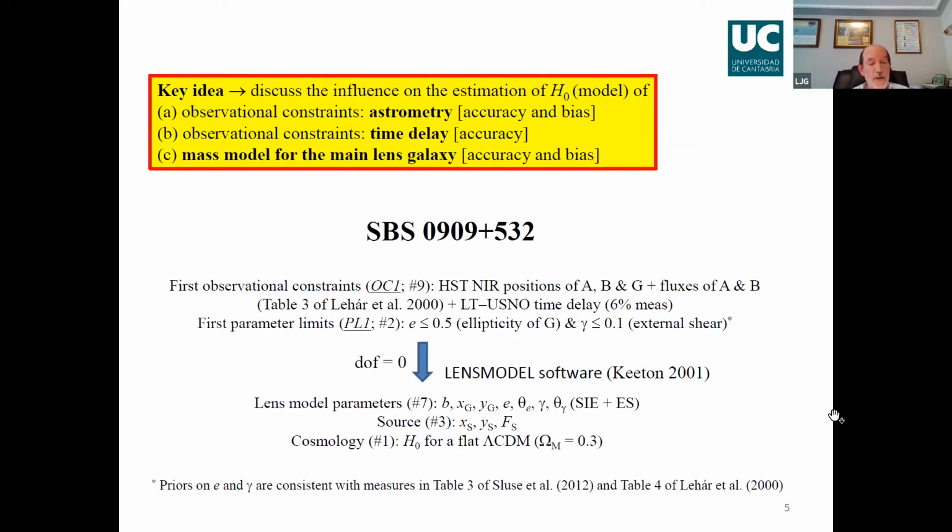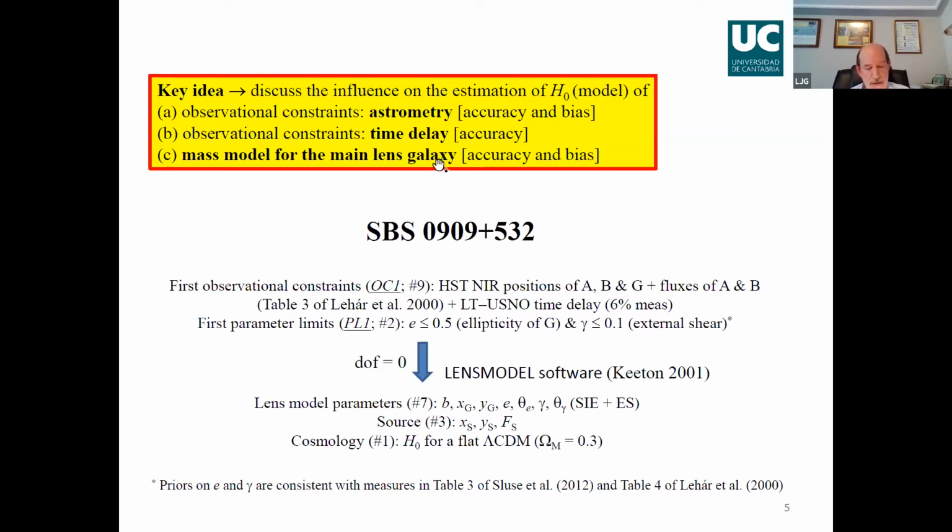Our analysis focuses on the role that several observational model constraints play in estimating H0 model, and more precisely, the influence of the astrometry, the time delay, and the mass model of the main deflector. We show how changes in these constraints modify the accuracy and produce biases in H0.